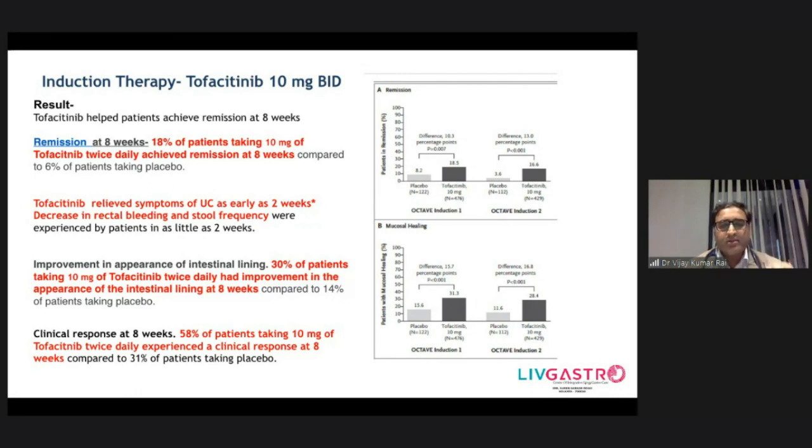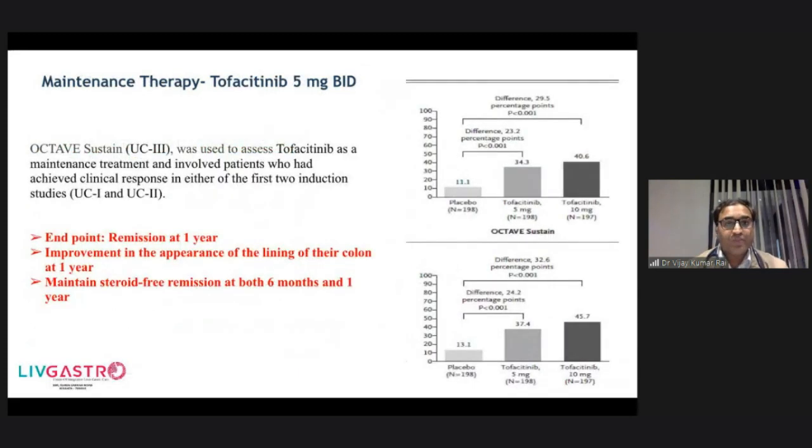It seems low, but actually it is not low, because we are treating moderate to severe ulcerative colitis patients who have already failed other therapy. So this figure is encouraging. It is not disappointing. If you see the clinical response overall at 8 weeks, it is 58%. We have not achieved clinical remission in everyone, but there is a response.